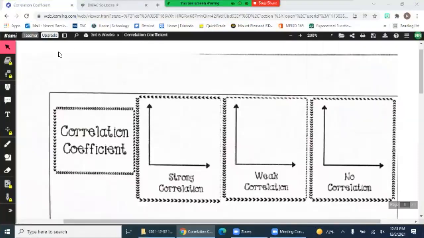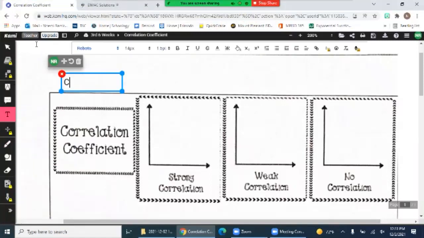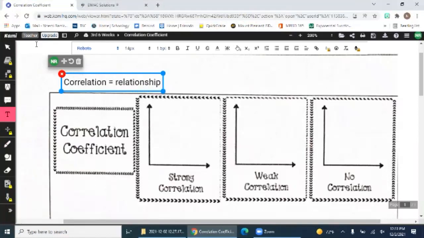Okay, so let's transfer that over to how we describe correlation coefficients. Remember, I just told you the correlation between two variables is just describing the relationship between the two. We're just describing the relationship.